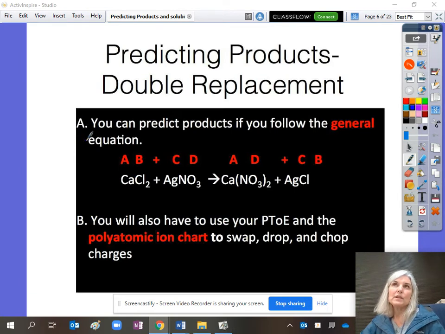if you remember the definition, or if you look at your definition of a double displacement, the positive ion of one compound replaces the other positive ion in the other compound. So remember this little structure that I gave you in class on your notes. So AB plus CD yields AD plus CB. So you're swapping out. So what's going to happen is this calcium is going to, hang on.